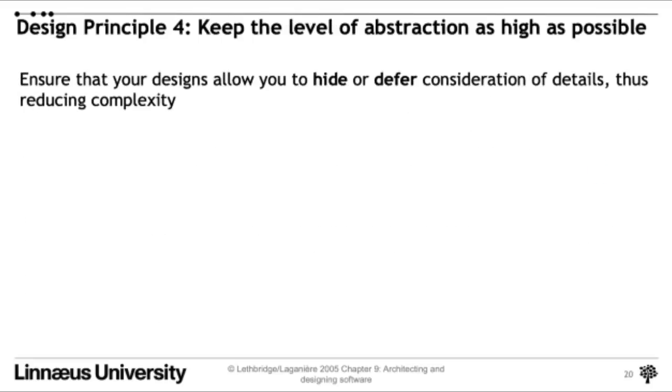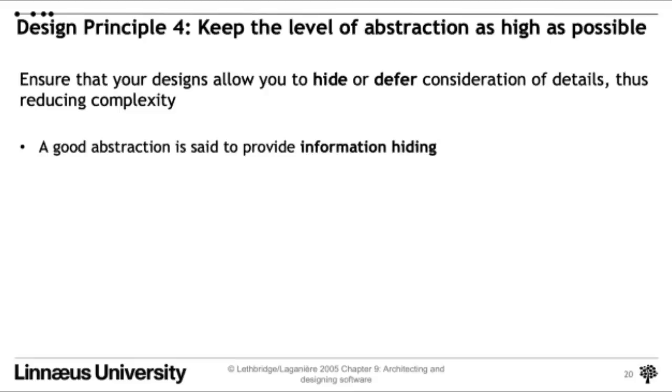Then, design principle 4: keep the level of abstraction as high as possible. That's very important because it allows us to ensure that the design can be reusable. In order to do that, we need to hide or defer consideration of details. Talking in terms of object-oriented programming, this means information hiding. Then you need to keep all the internal data private to the class.